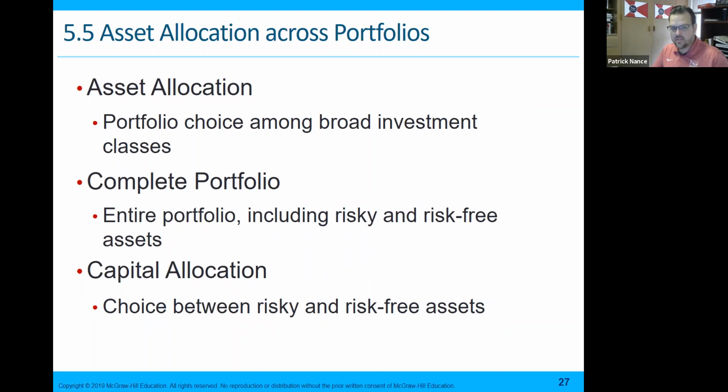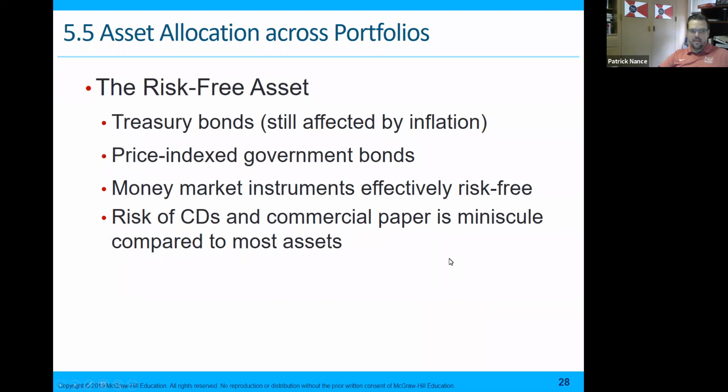Portfolio choices, and you choose among broad investments. You have kind of a lot of options on where you can invest. The complete portfolio is the entire portfolio, including risky and risk-free assets. Capital allocation is our choice between risky and risk-free assets. So how much risk do we want to take on, and how much do we want to be risk-free? Obviously, the risk-free ones return less, generally speaking, but also are more likely to return some. So a lot of times with our portfolio, we take a balanced approach to that.